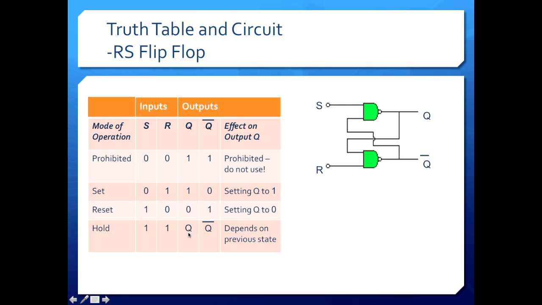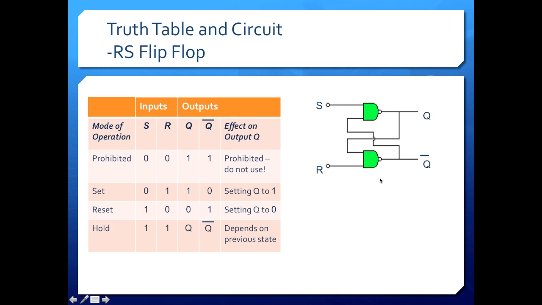So if Q was a 1 before, and we were in the set state, and then we went to the hold state, we would just leave that state unchanged. It would still be Q. Likewise, if Q was 0 and we went to 1, 1, Q would still be 0 and we would be in what's called the hold state. So you really only have to worry about 3 different states. Well, let's look at this in greater detail.